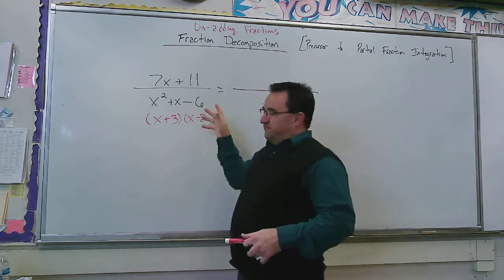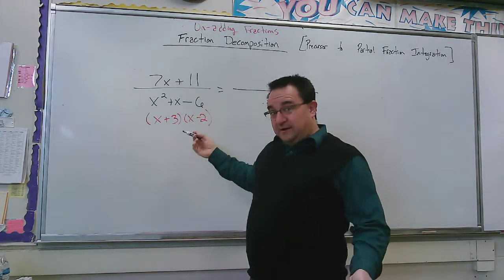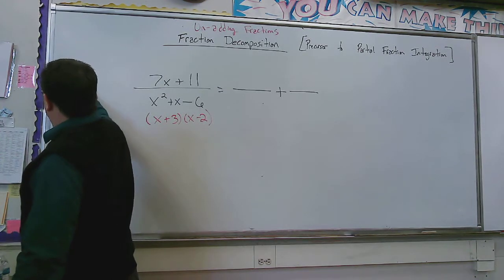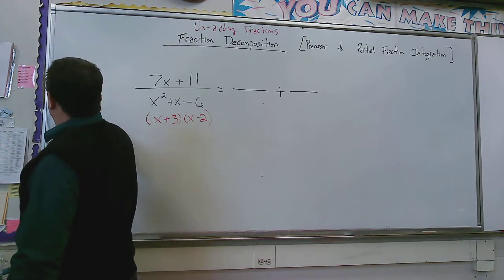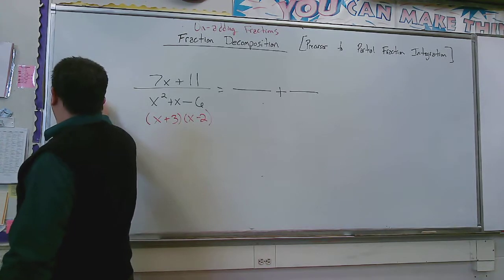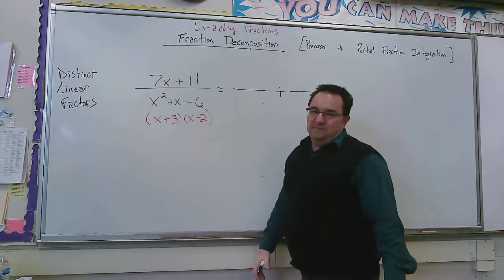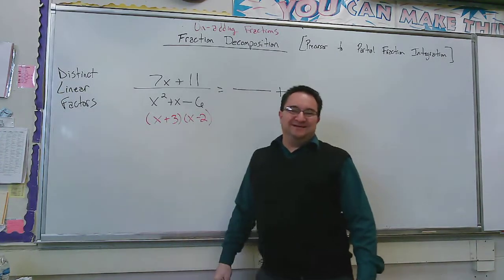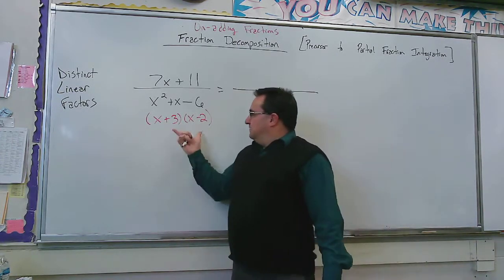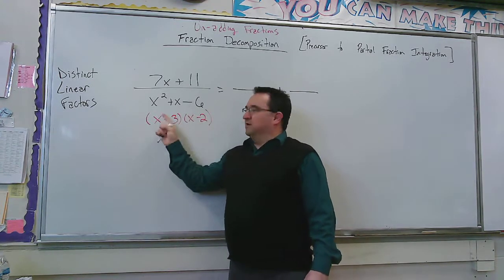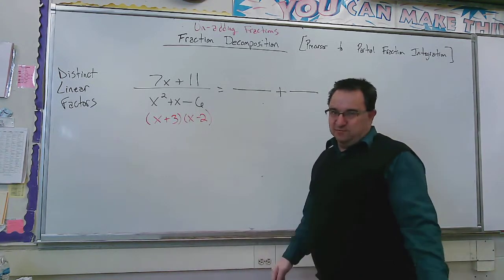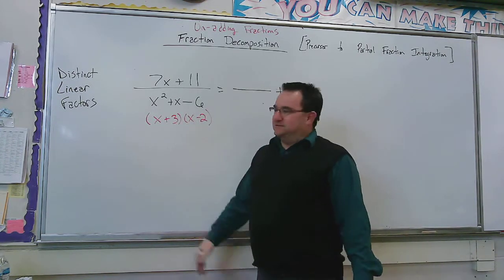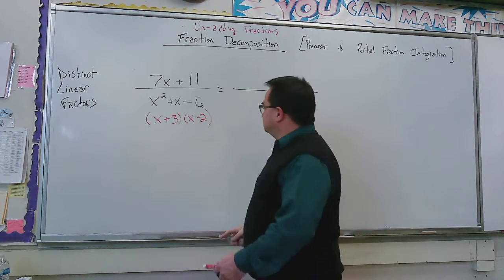Now, there are different flavors of these problems depending on the denominator. This particular one they call distinct linear factors. I don't require people to memorize that, but what that means is when you factor it, the factors are different from each other. They are distinct, not repetitive. And they are linear, which means there are no squares or cubes. So this is the basic kind of problem where the factors are different from each other and they're just regular x's.